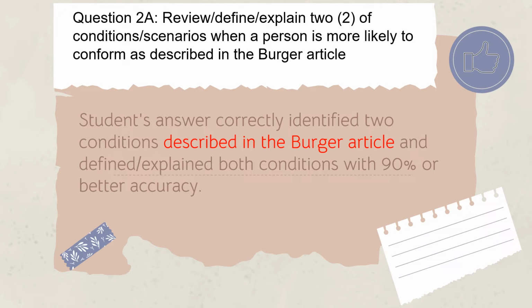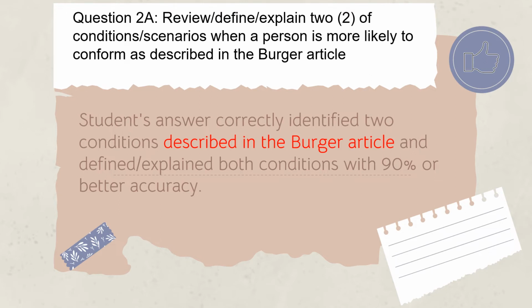Question 2 has 2 parts. So for question 2A, you're going to review, define, or explain 2 conditions or scenarios when a person is more likely to conform as described in the Berger article. Now, this is the first time that you're actually referring to the article. Be sure that you answer the question using the article.